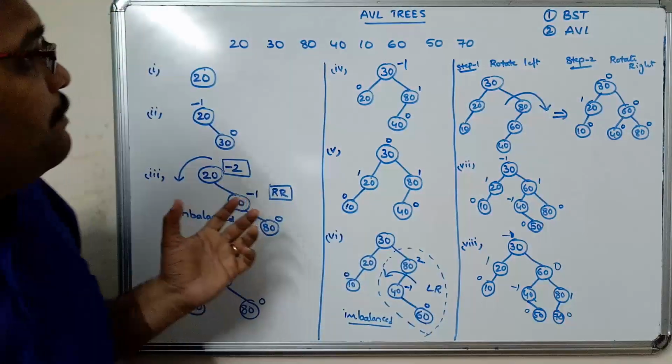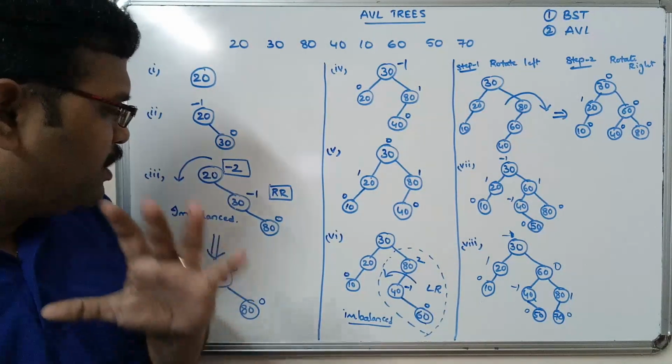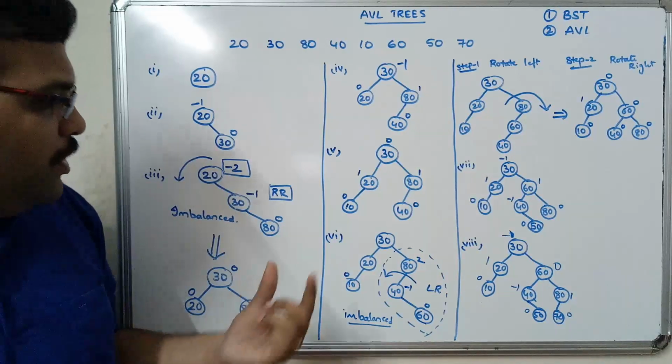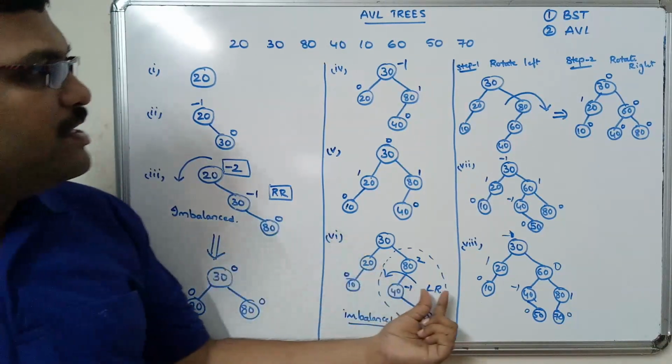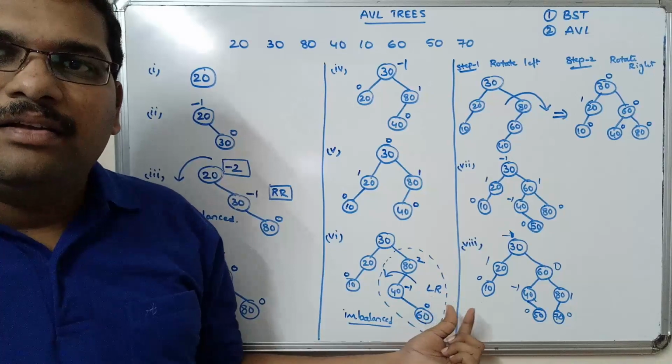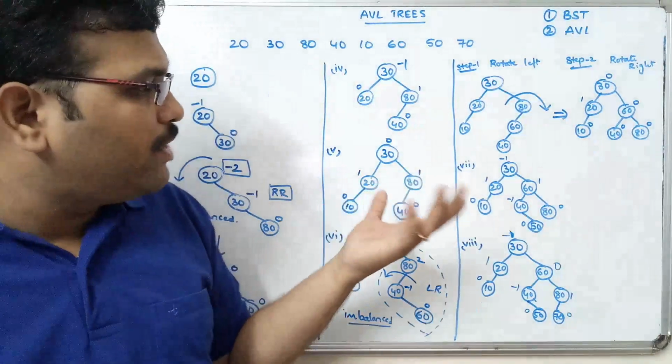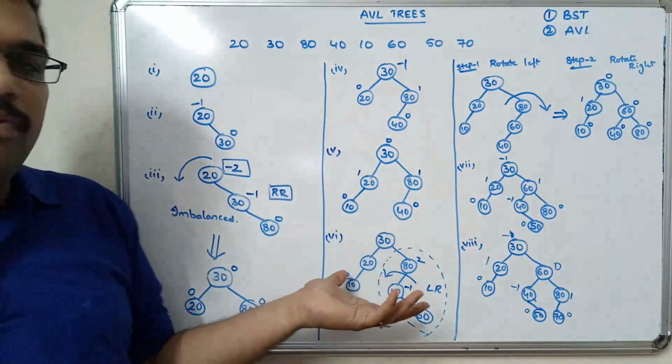Right? So this is a simple example. Hope you understood this one. Here only 2 rotations are there, one is RR and another one is LR. Right? If you take one more example, then you may get a multiple number of rotations.